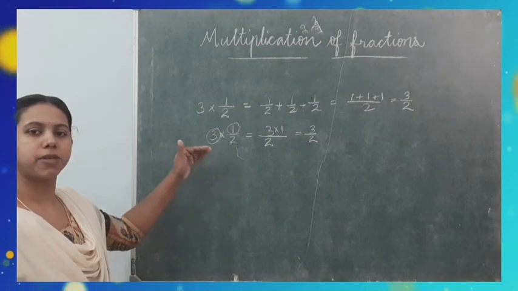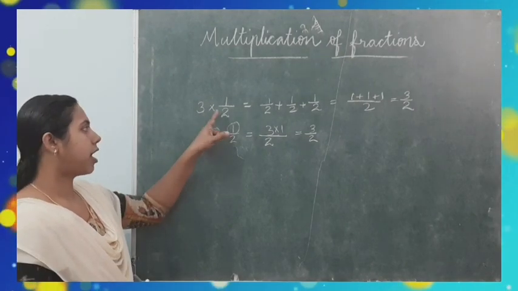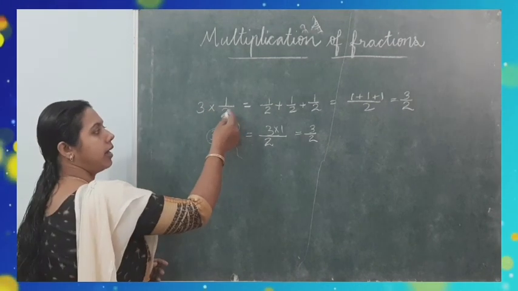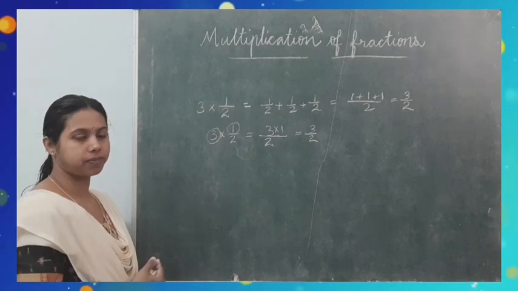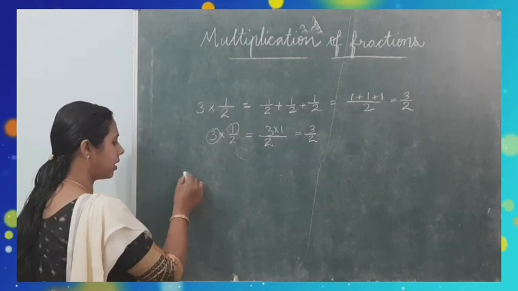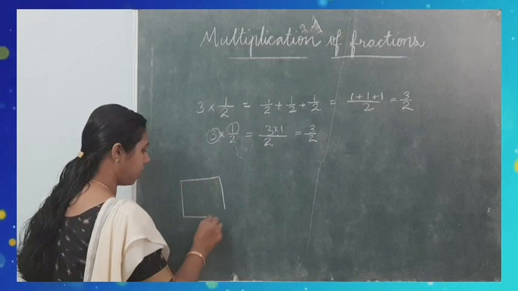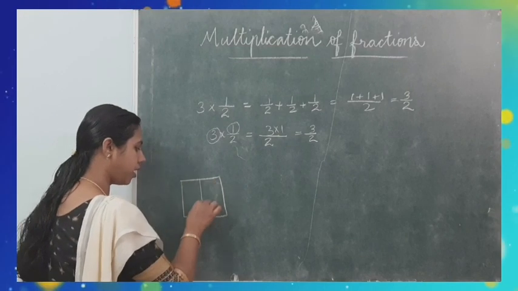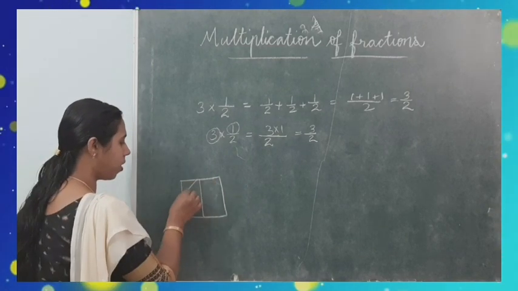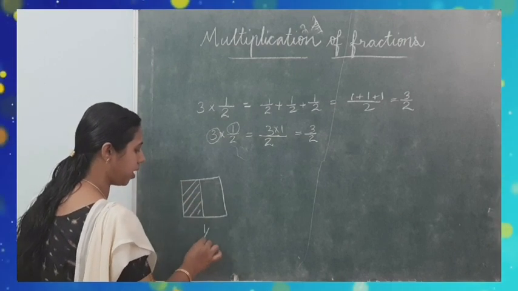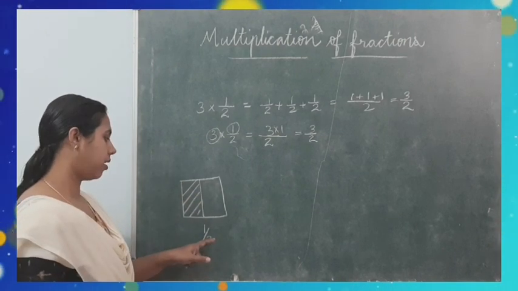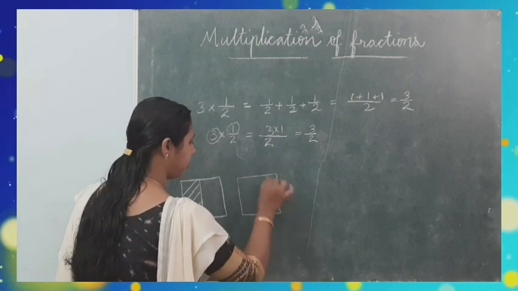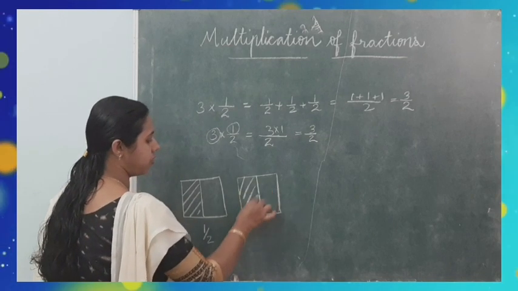And can you represent this picture? This is the fraction 3 into 1 by 2. Can you represent it using a picture? Here we know that 1 by 2 is repeated 3 times. 3 times 1 by 2. So if you take a square, 1 by 2 means that the square is divided into 2 equal parts. Out of these 2, 1 part is shaded. This is 1 by 2. How many times is this 1 by 2 coming? 3 times. So you have to draw 3 figures. Again, one more 1 by 2.